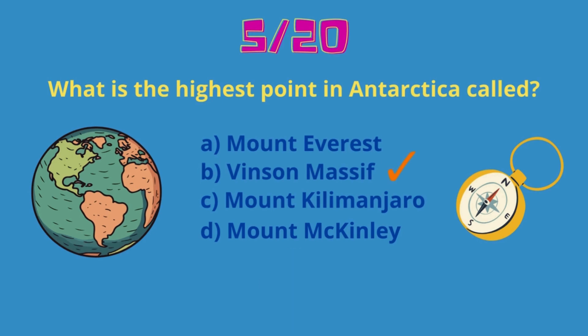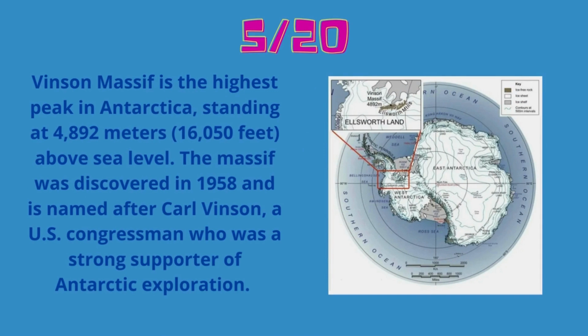Vinson Massif. Vinson Massif is the highest peak in Antarctica, standing at 4,892 meters, 16,050 feet, above sea level. The massif was discovered in 1958 and is named after Carl Vinson, a U.S. congressman who was a strong supporter of Antarctic exploration.